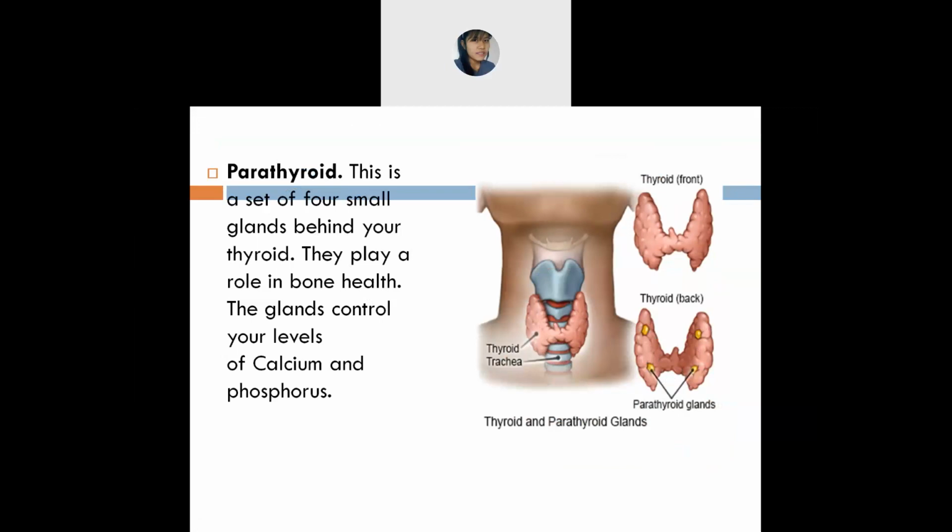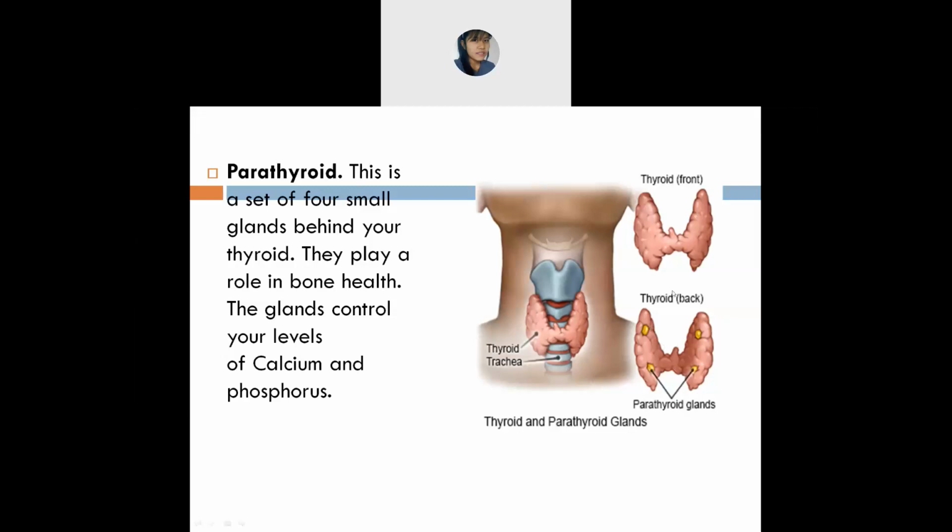We have discussed bones in anatomy class. These parathyroid glands help in making the bone healthy. These glands will also control the level of calcium and phosphorus. The first function is that they make the bone healthy, and the second function is they control the level of calcium and phosphorus.